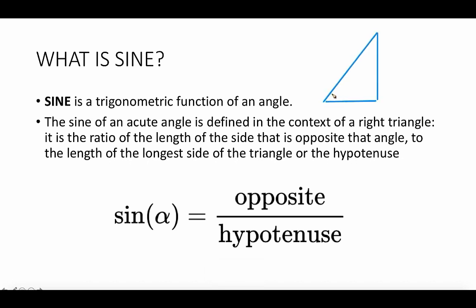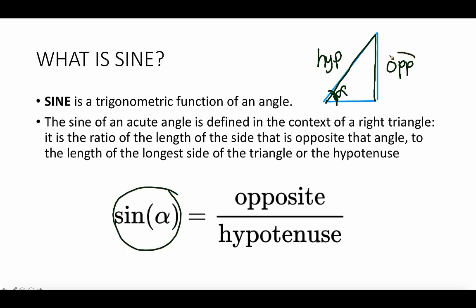The sine is the ratio of the length of the opposite side. So let's say this is our angle alpha. The sine of alpha is the ratio of the opposite side to the length of the longest side, which we call as the hypotenuse. So with respect to this angle, this side is the opposite side, this side is the adjacent side, and this longest side is the hypotenuse. So the sine of that angle alpha is the ratio of the length of this opposite side over the length of this hypotenuse. So that is our definition of sine.